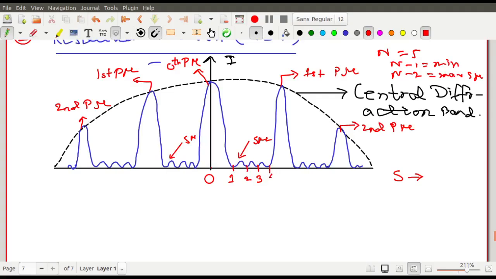So these four are n minus 1. 5 minus 1 is how much? 4. So 4 minimas are there. These 4 minima, 1, 2, 3, 4. So there are 4 minimas.